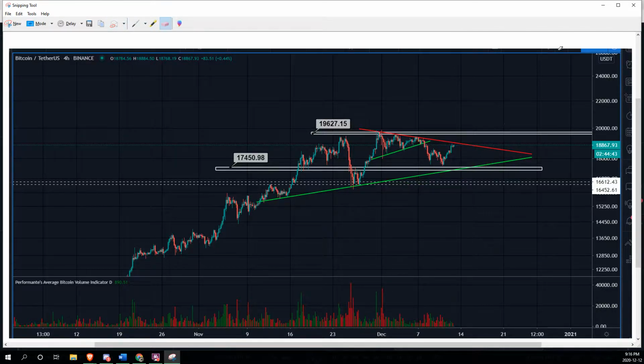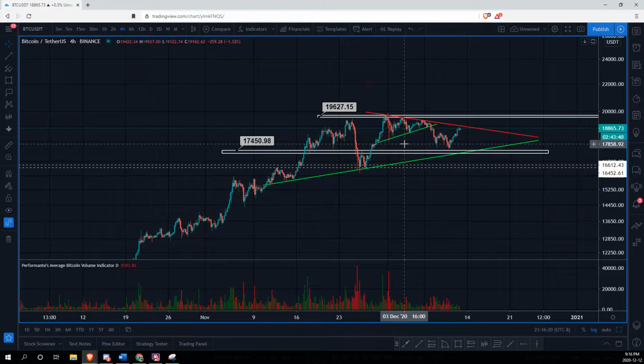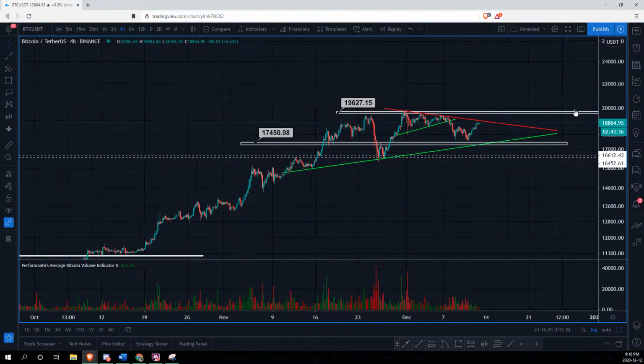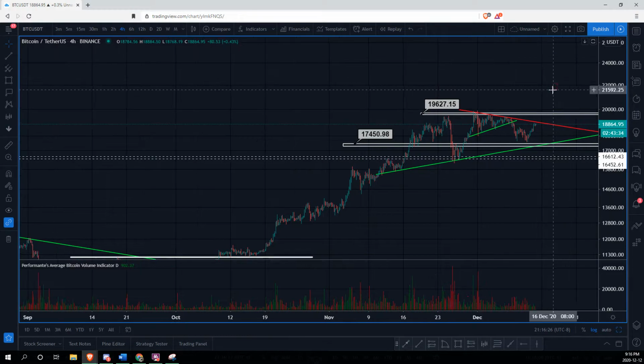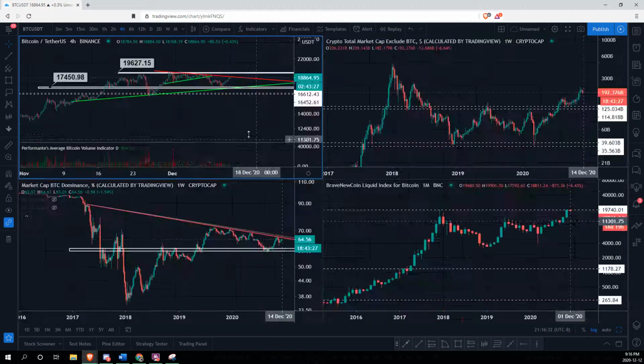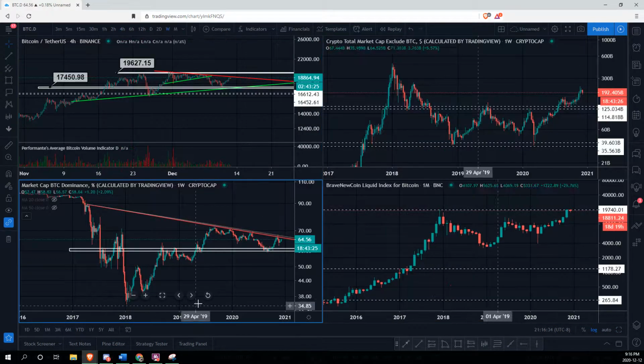All right, so now we're going to be looking at some alts. We, in short, are looking for bullish opportunities within the altcoin market because we do think that BTC looks very bullish. Let's actually quickly look at the BTC Dominance before we jump into the alts.